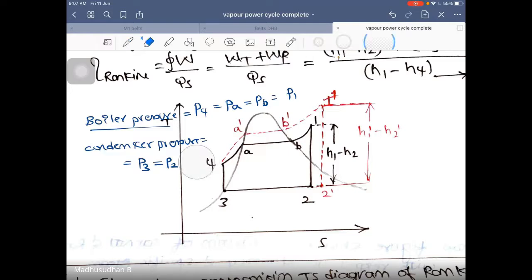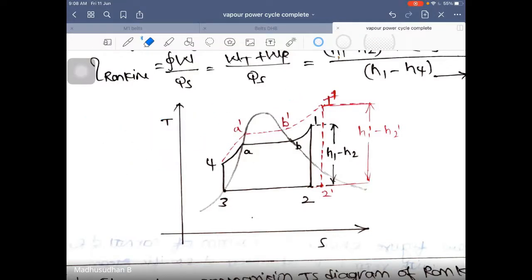Getting my point? Understood? So suppose I talk about the boiler pressure: PA is boiler pressure, PB is boiler pressure, because all those are the same values. I can take any one of those. Similarly, for 3 and 2, I can take P3 or P2. Both have the same values. So that particular pressure, I can consider as the condenser pressure. Clear with this? Understood? Yes or no? Understood, sir. Good.